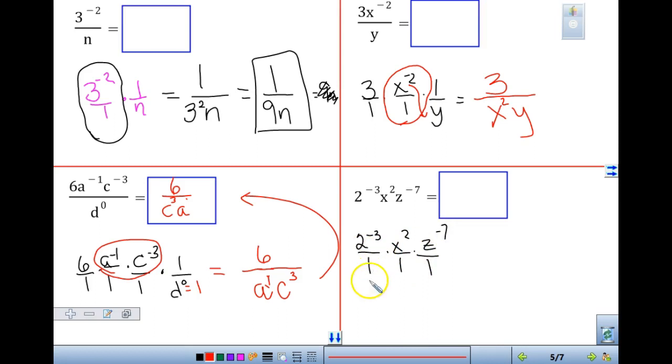So we said that you're going to bring the 2 to the negative third power down, okay, and then you're going to bring Z to the negative 7 down. So I'm going to put 2 to what power down here? 2 to the 3, and then Z to the 7. And then on the top you'll have X to the 7.